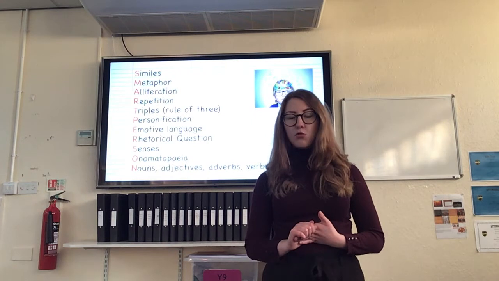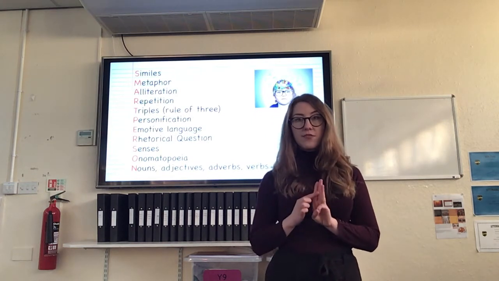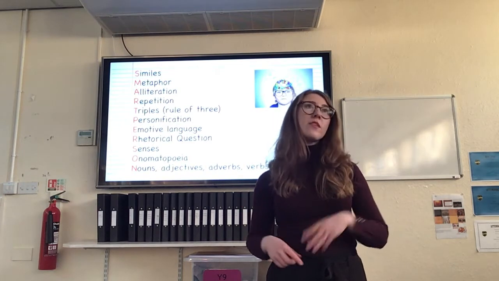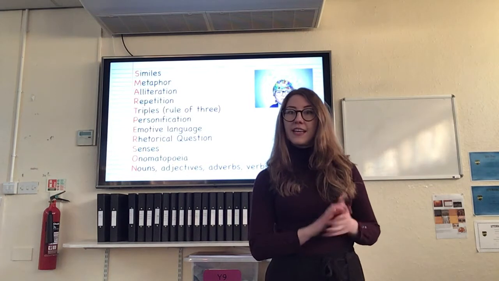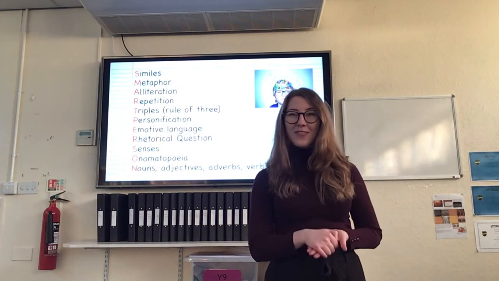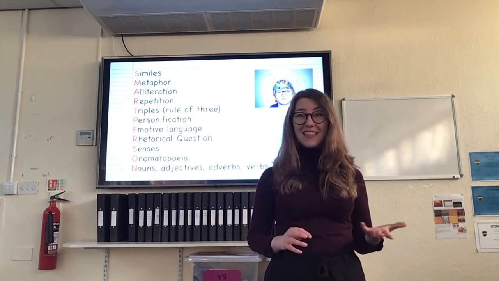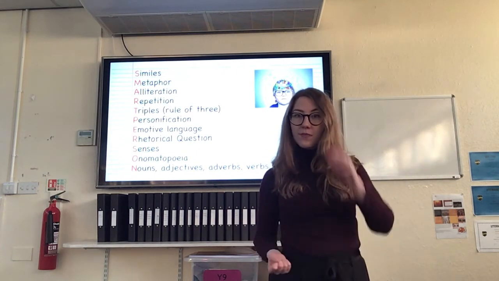T stands for triples. You might know that as a rule of three. That's three adjectives to describe one noun. So for example, he was a tall, thin, angry man. Three adjectives. P is for personification, where you give something that isn't alive human qualities. So the trees danced, the wind whistled.